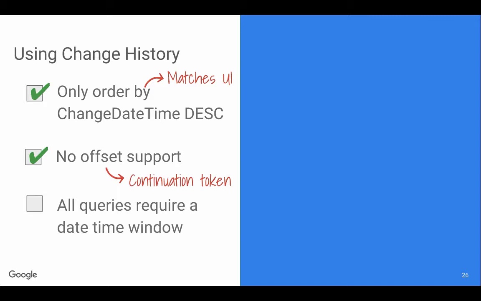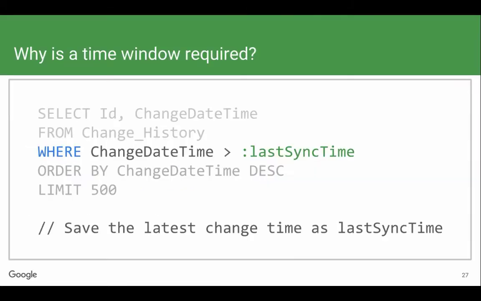So finally, why do we require a DateTime window? So here's an example query that might look familiar if you're doing a local sync with any other service. You sort of record your last sync time, and then the next time you go and make a request, you sort of pull that out of your own database and filter on anything that has changed since that time. So I only care about things that are newer than that time. But this isn't supported. You'll get a syntax error in change history if you just do this. So why are we requiring a time window?